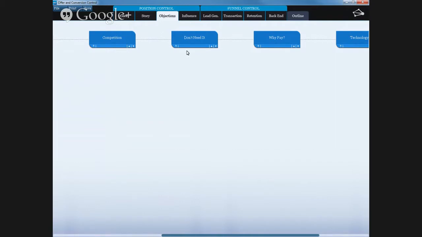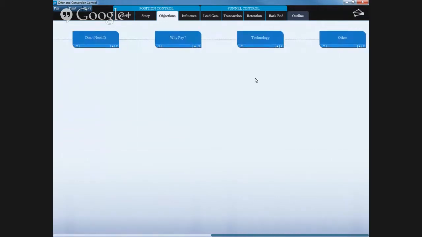I don't need it. I've got other tools that use it. It's just I've been getting by this far for this long. Why do I need this now? Next is why pay? Somewhat related to price, but why pay for it? I can search for the answers on YouTube and pretty much get any training that I need on anything.